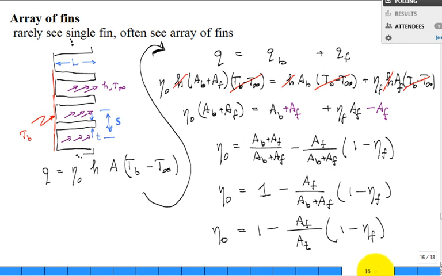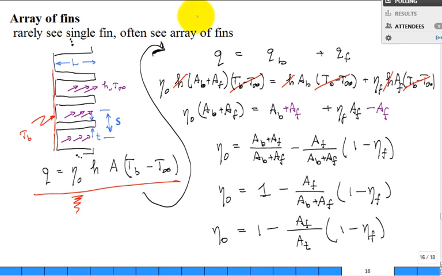Once you have the single fin, you must be able to put it together into an array. You have multiple. This is not that hard, but think about it for a minute. What I want is a very simple equation where I have not a single fin efficiency, but the overall efficiency for the finned array.